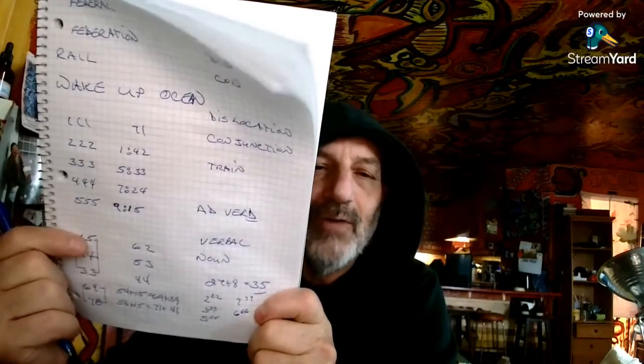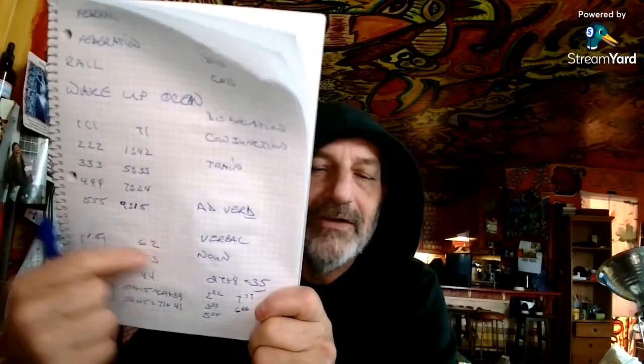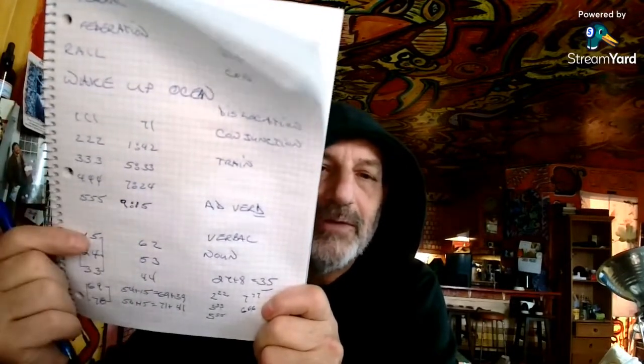6 and 5, 11, 1 and 1 is 2, 2 and 1, 3. This coming together is going to show you what 3 and 2 look like inside this number.